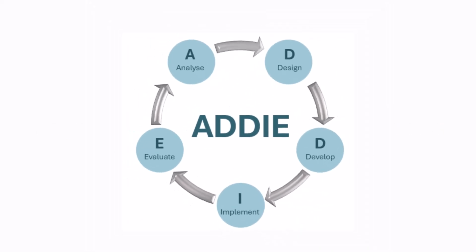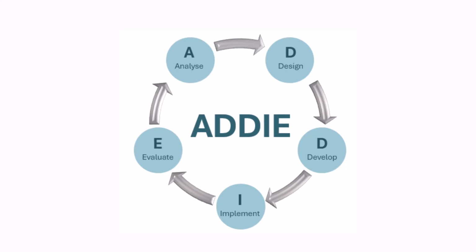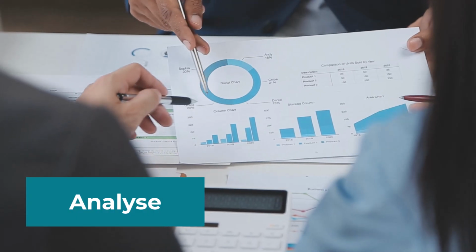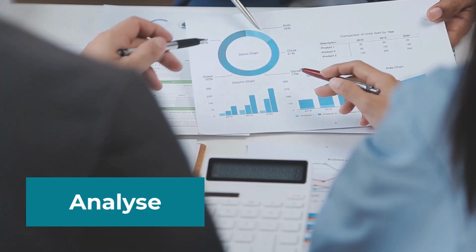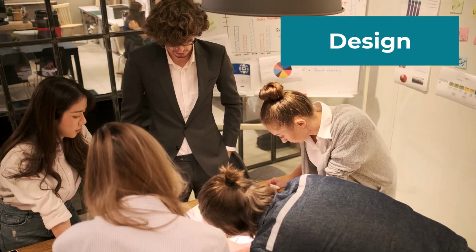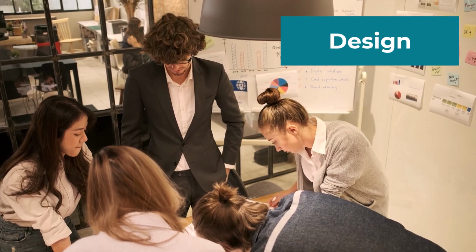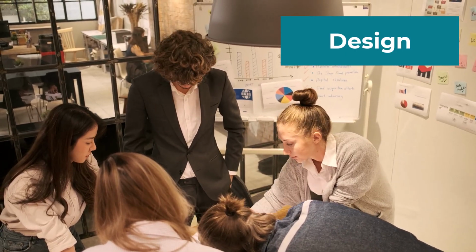Before we dig into the differences, let's quickly review the ADDIE model. ADDIE stands for Analyze, Design, Develop, Implement, and Evaluate. It's a linear, step-by-step process that has been the backbone of instructional design for decades. Analyze. Identify learner needs, goals, and constraints. Design. Plan the structure, content, and assessment strategies.